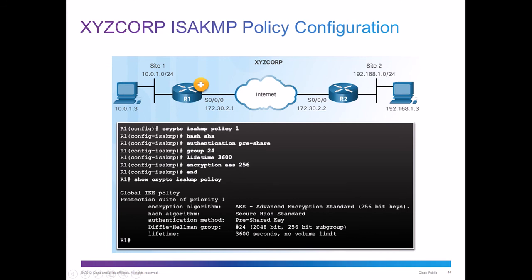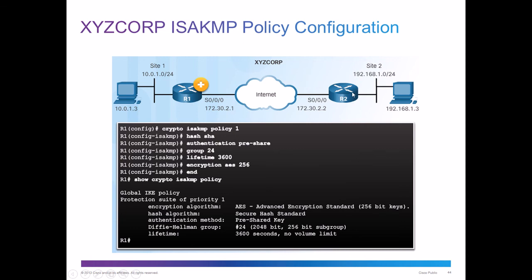This is for phase 1, right? So this is what you do for phase 1. On router 1, you write down crypto isakmp policy 1, which has priority number 1, and I want the hashing to be SHA, the authentication pre-shared key. I want Diffie-Hellman group 24 to exchange the key. The keys are going to have a lifetime of 3,600 seconds, and I want the payload encryption to be AES with a 256-bit key, and that's it.